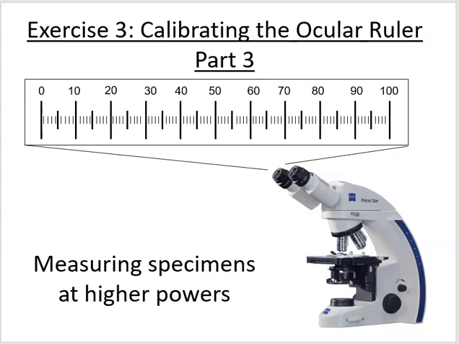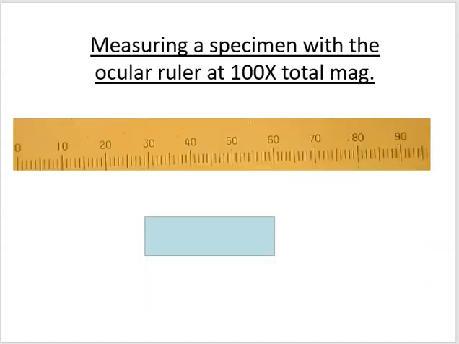We've learned now about doing calibration for the ocular ruler at lower powers, and we want to put this knowledge to use here and start to measure our specimens out there and get the length. So if we continue with what we ended with in the last one, what about measuring a specimen with the ocular ruler at 100 times total magnification?